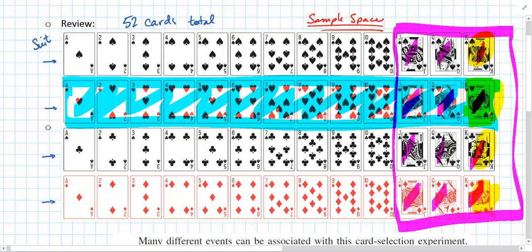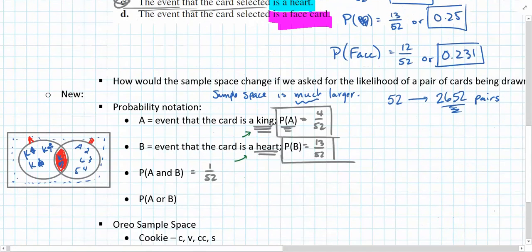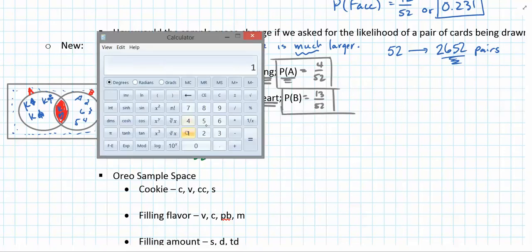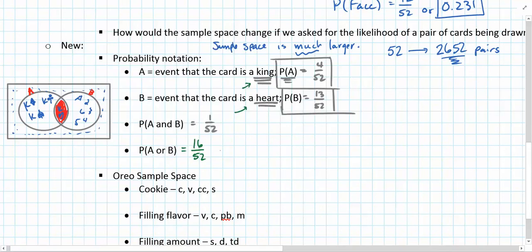Now one of those is already included, so if I take the 4 plus the 13, that makes 17 different ways that I can pick that card, but I'm going to subtract 1 off of that because I already counted this king of hearts 1 time. So there are 16 ways out of 52, 16 out of 52 that I might select either a king or a heart. So 16 out of 52 is a 0.308 likelihood.